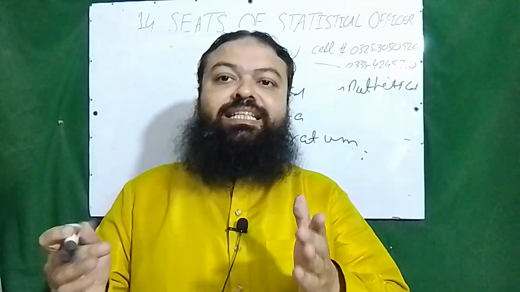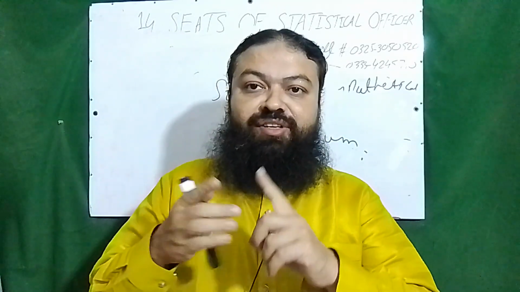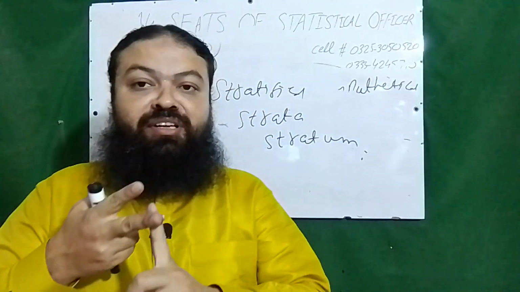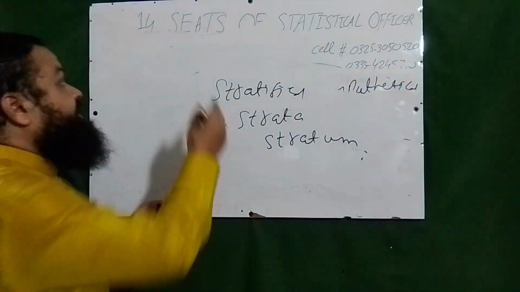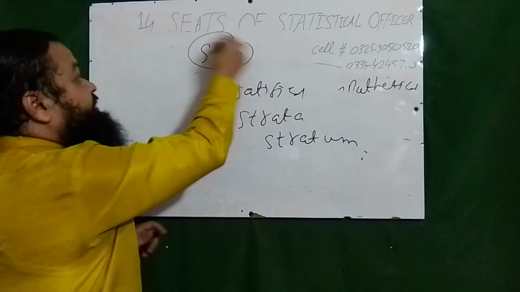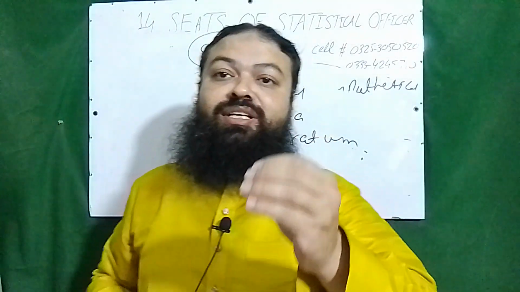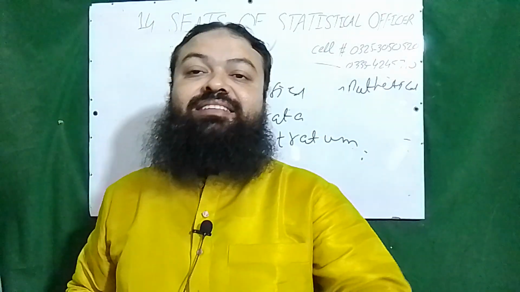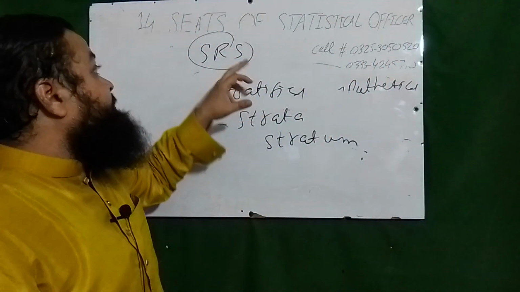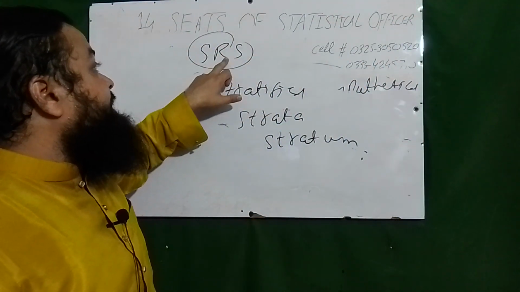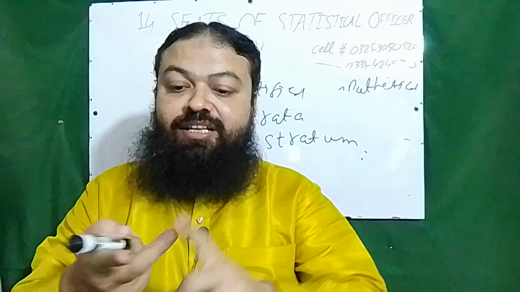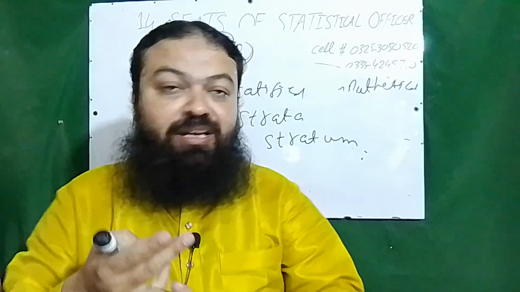There are two main types of sampling: the first is probability sampling, and the second is non-probability sampling. In probability sampling, the first one is simple random sampling, where each unit in the population has an equal chance of being selected in the sample. And a very important MCQ: we can take the sample by the bowl method, by computer, or by random number table.